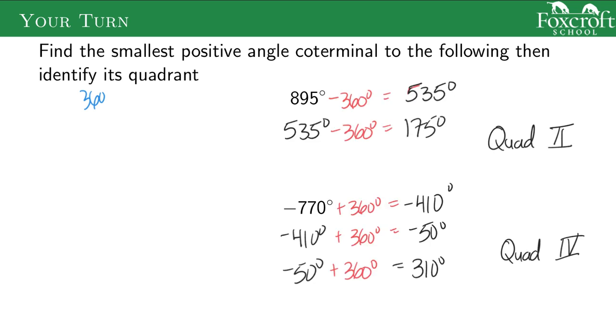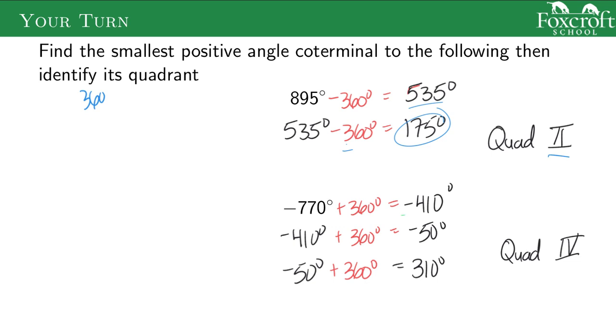And here are the two answers that you get. You just keep doing this process until you get an angle that's the right size. For 895, if I subtract 360 once, I get 535. That's still bigger than 360, so I do it again, and I get 175. That's my nice angle that's smaller than 360, and I know that's in quadrant 2 because it's between 90 and 180.